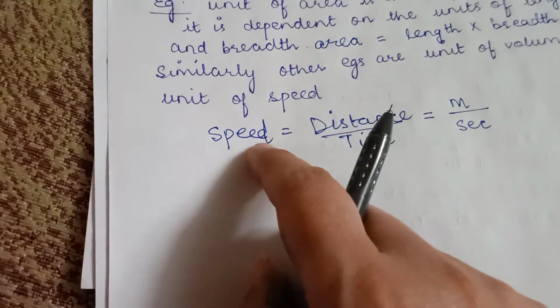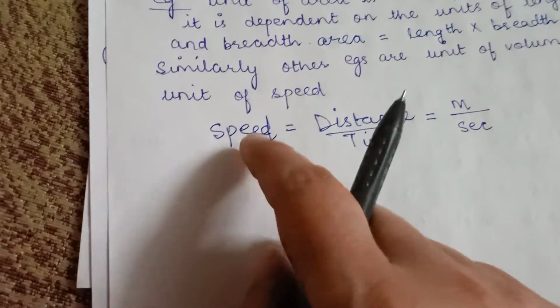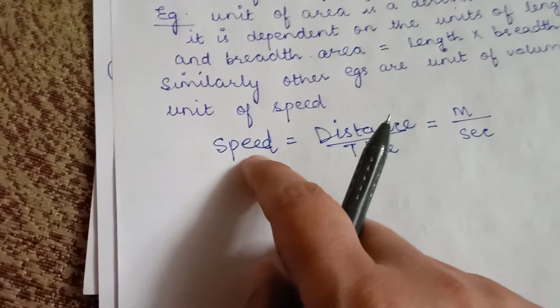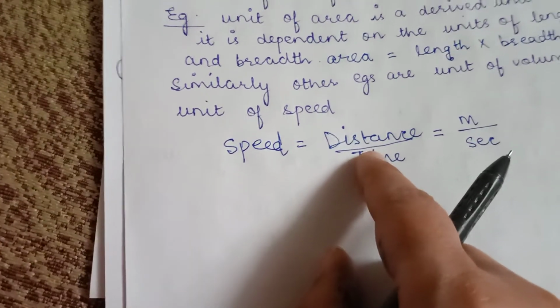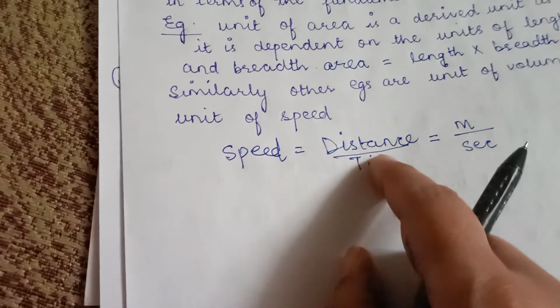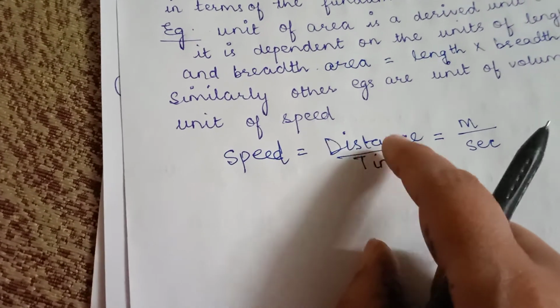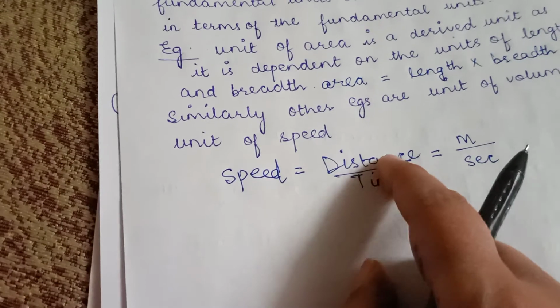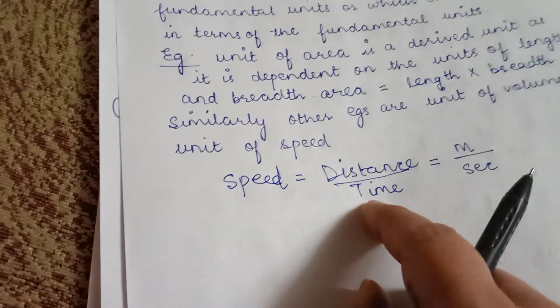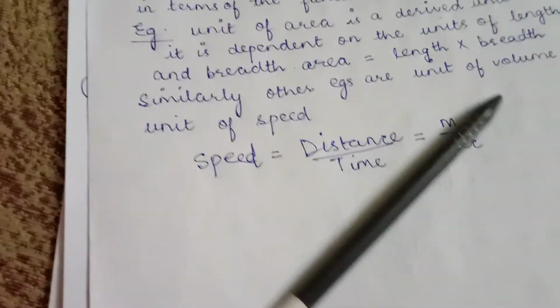Thus, the unit of speed is a derived unit, because it is dependent. Whereas distance and time, which is used in the formula, they have the direct units. So the unit of distance and time are the fundamental units.